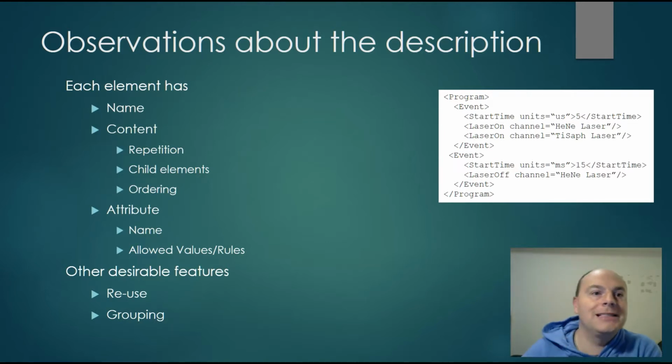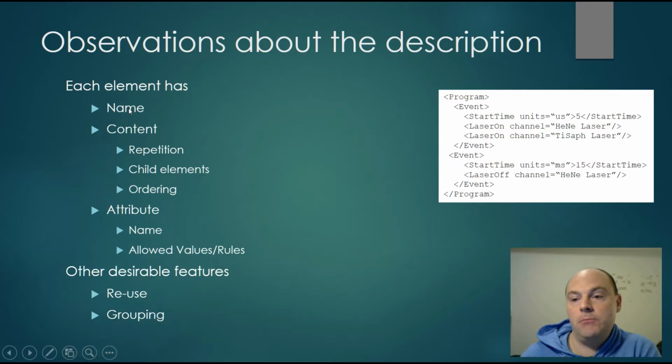What we've realized is that every element has a name, obviously, right? A program is one element, events is another element, and so on. And then inside, all the time, we're talking about the content in terms of: does it repeat or not? Does it have child elements, and what are they? And what's the ordering? These three pieces of information help us to describe the structure.